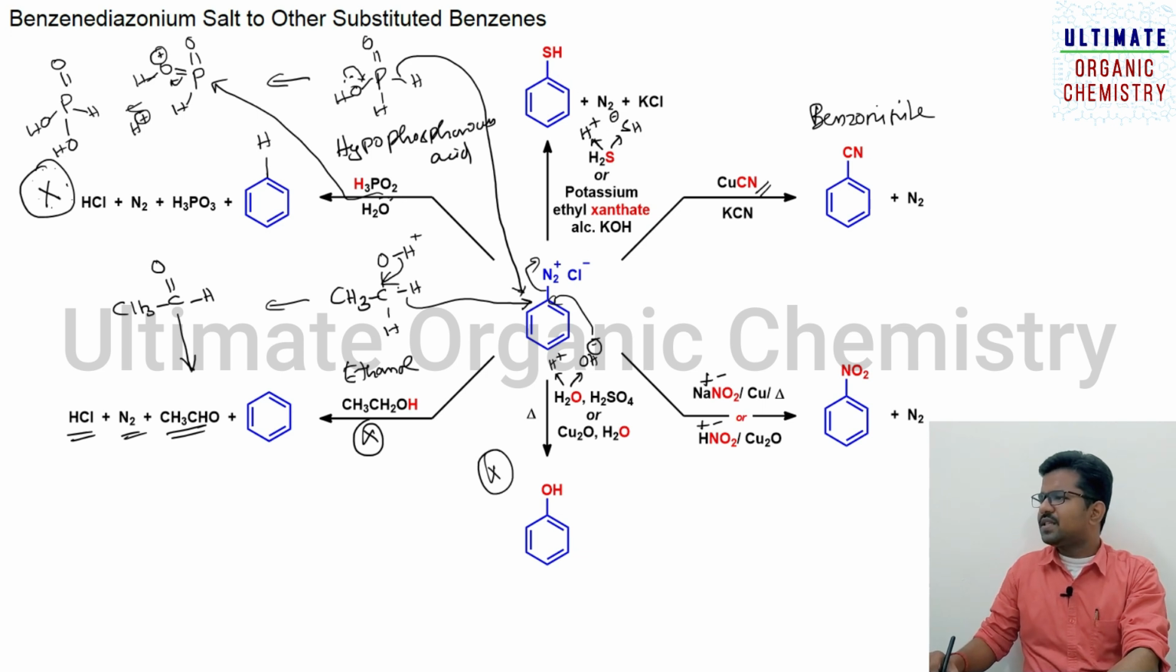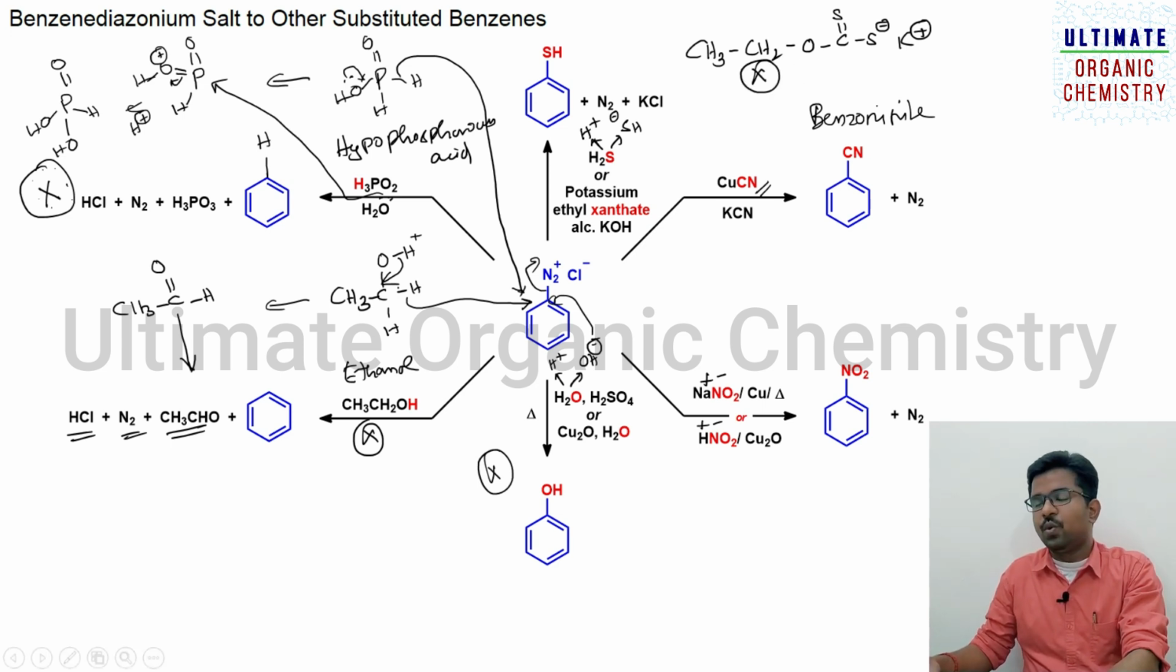What do you mean by potassium ethyl xanthate? This is a new reagent. Some people might have studied it, some people may not have. This is a well known sulfur based reagent, known as potassium ethyl xanthate, which is a very good sulfur atom donor, please remember. So these are the other reagents that one can use with benzene diazonium chloride, and from that benzene diazonium chloride you can prepare various kinds of substituted benzene products.